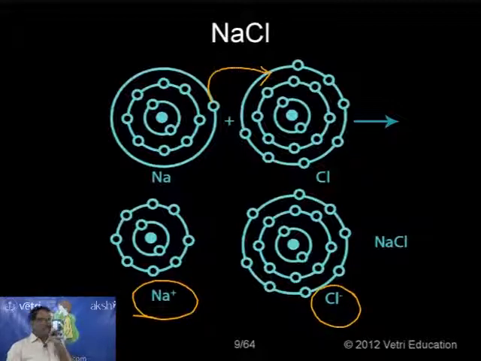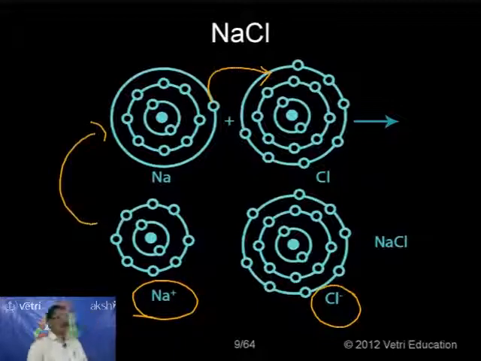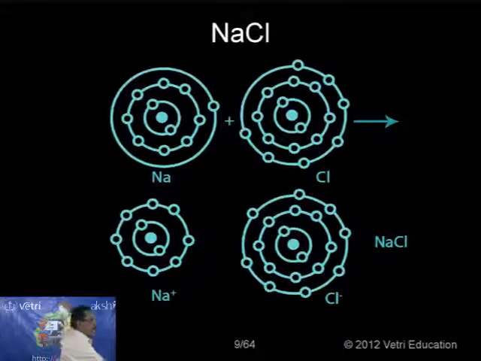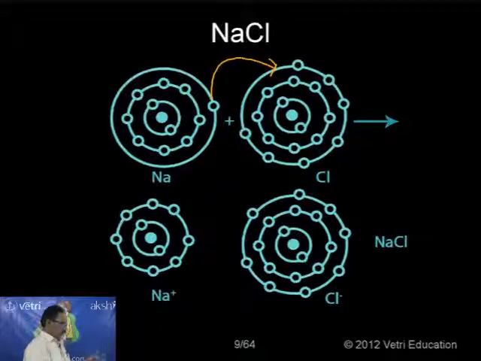As we discussed in the last class, a positive ion will always be smaller than the neutral atom, and a negative ion will always be larger than the neutral atom. You just compare the sizes and you can understand. Let me come to the bonding. Sodium donates 1 electron and chlorine accepts it, so sodium becomes Na plus and Cl becomes Cl minus.